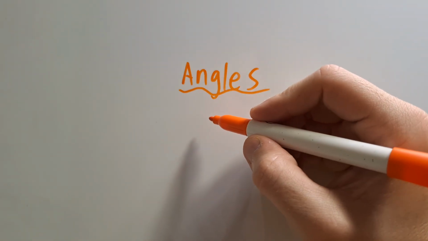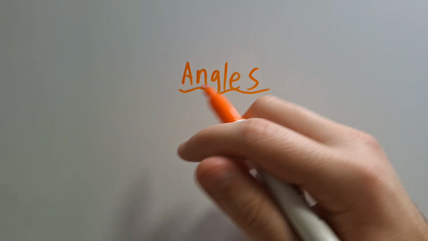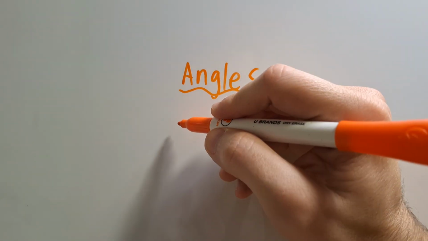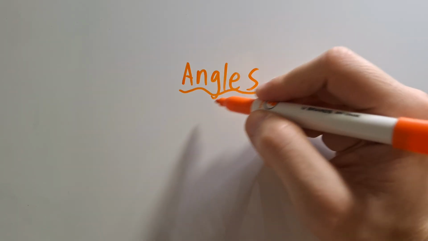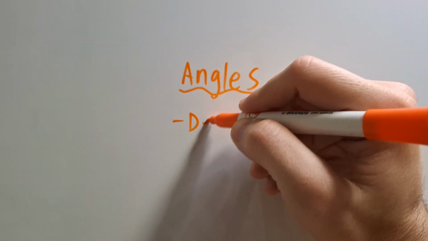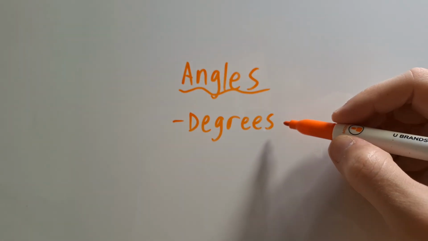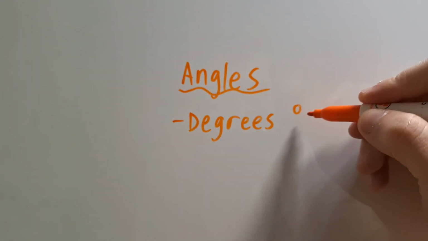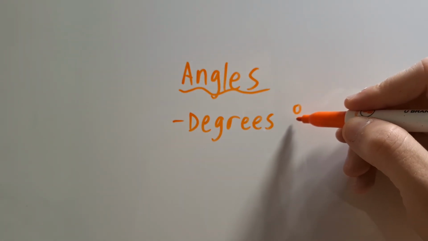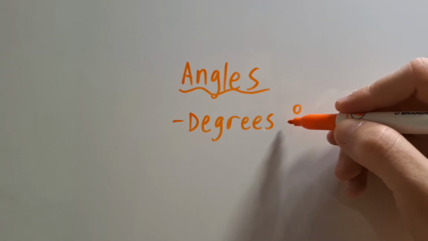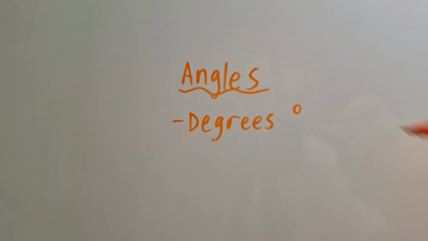Hello everyone, in this video we're going to talk more about angles and we're going to talk about the 4 different types of angles that we will see throughout geometry. First thing to say is that angles are measured in degrees and they are denoted by this little circle which will be written above the numerical value of the angle.